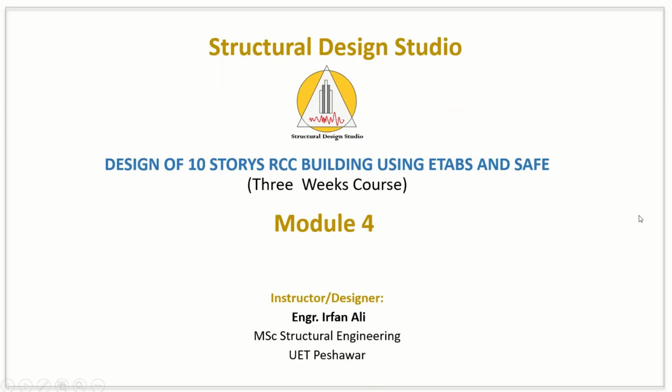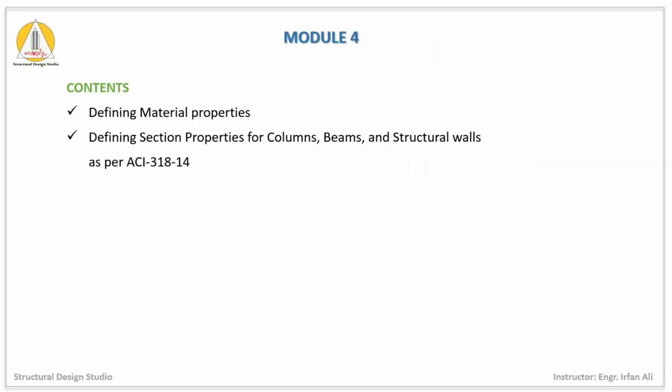Bismillahirrahmanirrahim. So let us start our module 4. In this module, we will be studying defining the material properties as per the code, and then we will be defining the section properties for the columns, beams, and structural walls as per the ACI 318-14.